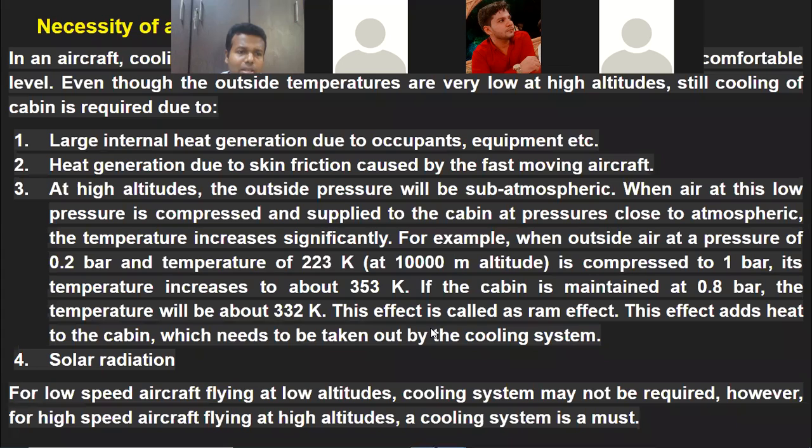Now see what happens at higher altitude. The outside pressure will be subatmospheric pressure, below atmospheric, because at higher altitude, obviously the outside pressure is subatmospheric. And when the air at this low pressure is compressed and supplied to the cabin at a pressure that is close to atmospheric, the temperature increases significantly.